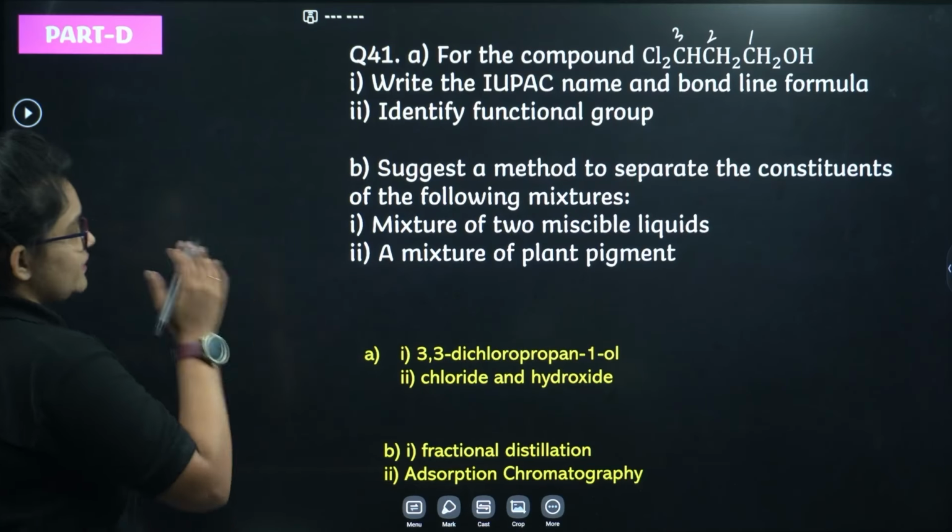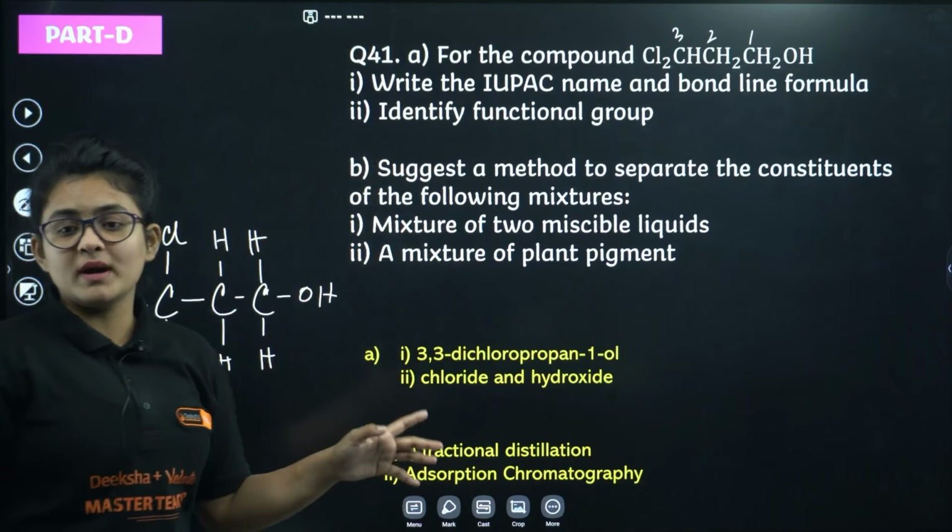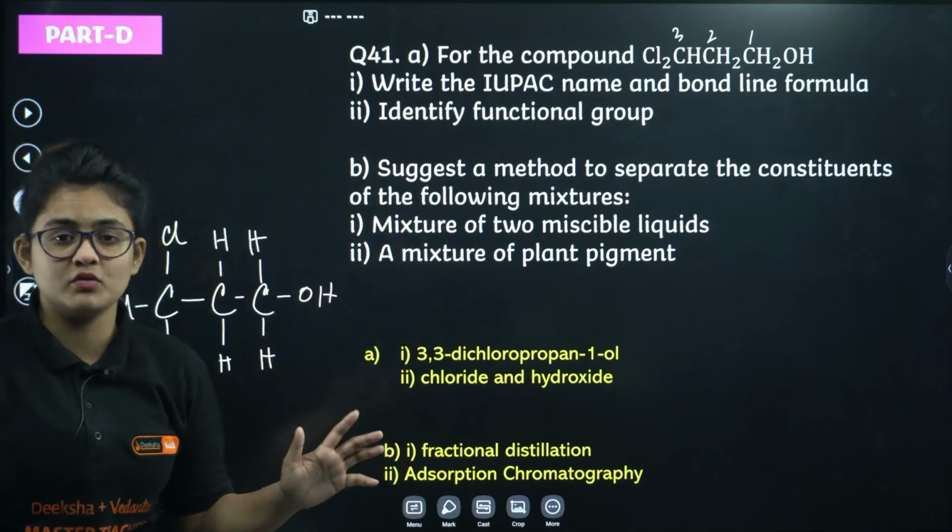Now, what are the functional groups? Here chloride and hydroxide. Next, suggest a method to separate the constituents of the following mixtures. A mixture of 2 miscible liquids you can separate by the fractional distillation method, and a mixture of plant pigments you can separate using chromatography, adsorption chromatography.